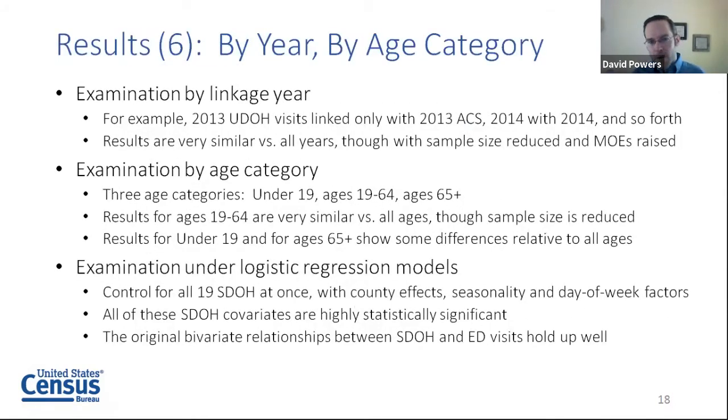And I want to mention, we also examine logistic regression models in which we control for all 19 social determinants at once. And we have county effects there. We account for some seasonality as well as day of the week factors. All these social determinant covariates in the model are highly statistically significant. We still find the original bivariate relationships between social determinants and ED visits hold up well, just the same as when we have the controls.